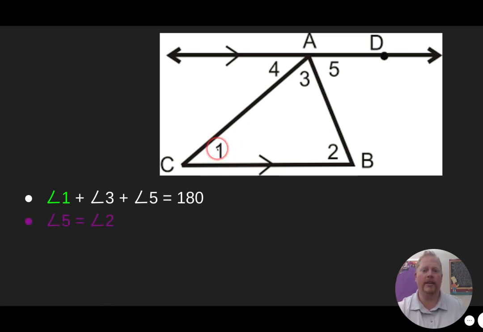If we take a look at the other side of the diagram, angle 5 and angle 2, those are also alternate interior angles. So because angles 5 and 2 are the same, I can plug that into the equation, and where angle 5 was, I can change that to angle 2. So now I know that angles 1, 2, and 3 add up to 180, which is where we get the idea that all three angles in a triangle will always add up to 180. So let's go ahead and take a look at a few examples on this.